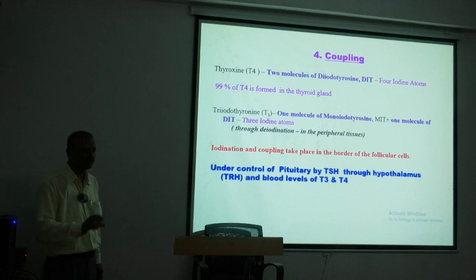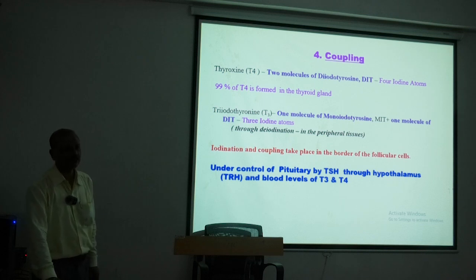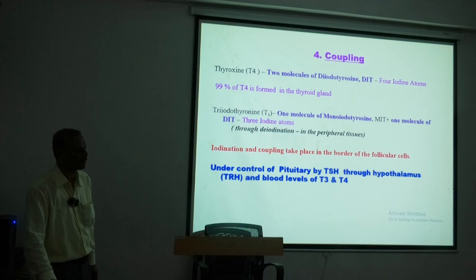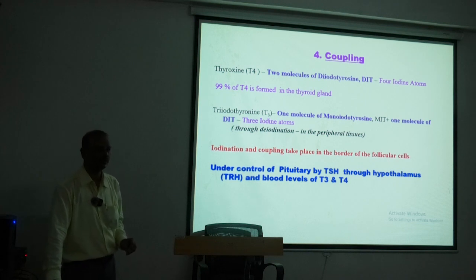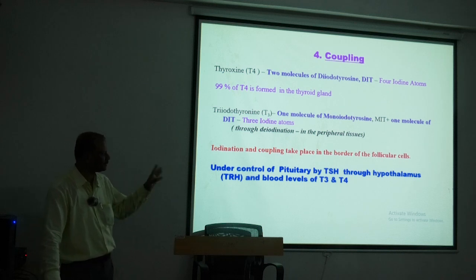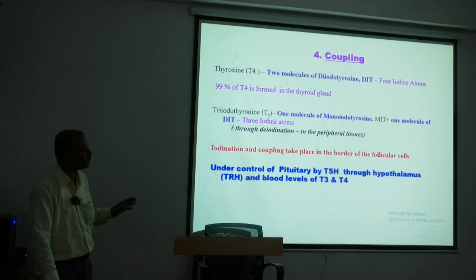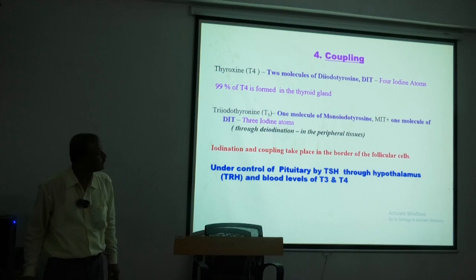Now remember, thyroxine, that is T4, is produced 100% by the thyroid gland, but T3 is produced peripherally. 80% of T3 is produced peripherally from deiodination of T4, and only 20% of T3 is secreted by the thyroid gland. Now, this iodination and coupling takes place in the follicular stage, and this is under the control of the pituitary by TSH through the hypothalamus. This regulation, and the blood levels of T3 and T4, I will emphasize a little later.